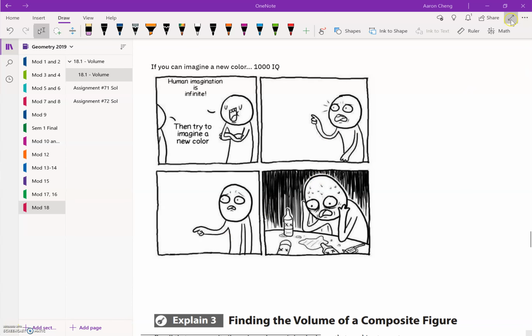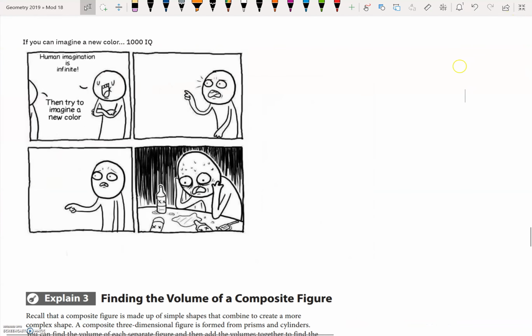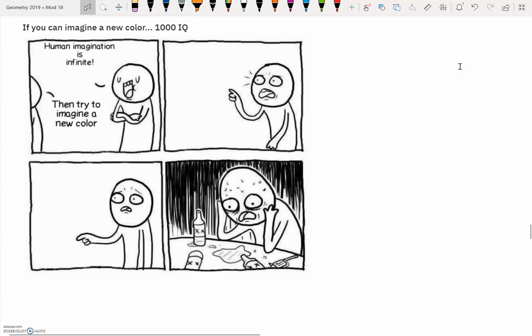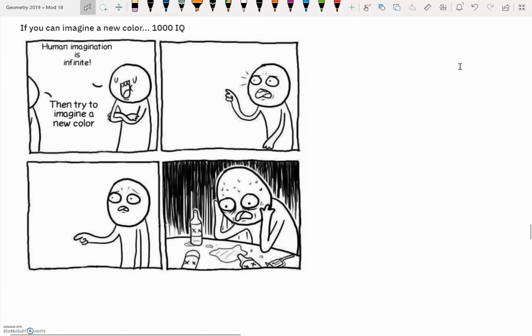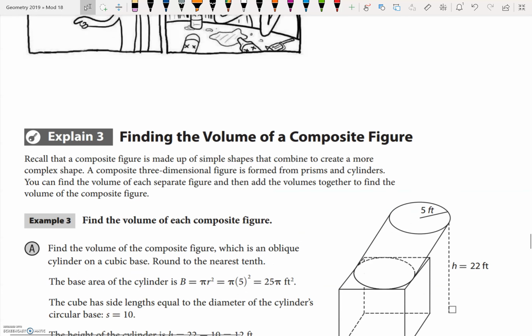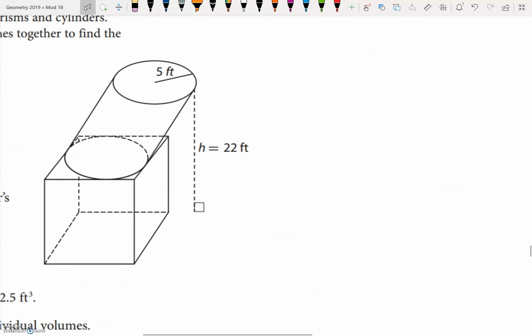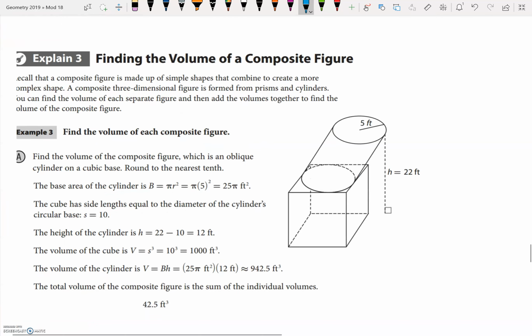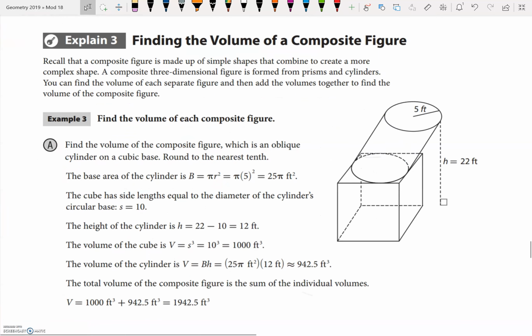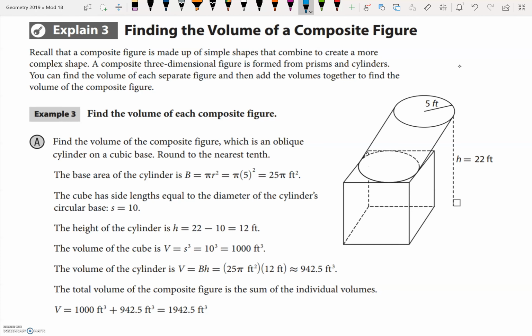Okay, so we're going to continue on with the rest of volume here by talking about composite figures. They're going to try and trick you with these problems by giving you a limited amount of information here. You have a cylinder on top of what looks like a cube, and I guess we need to look at their directions. It says that it is an oblique cylinder on top of a cubic base.